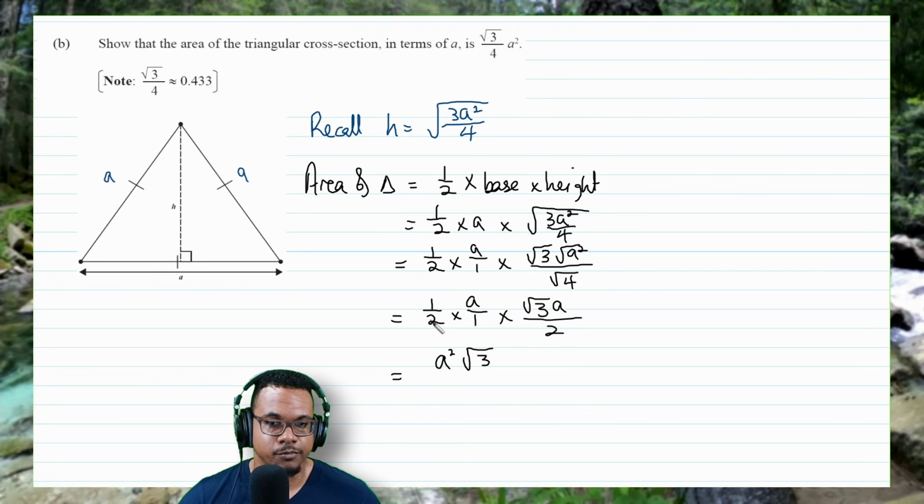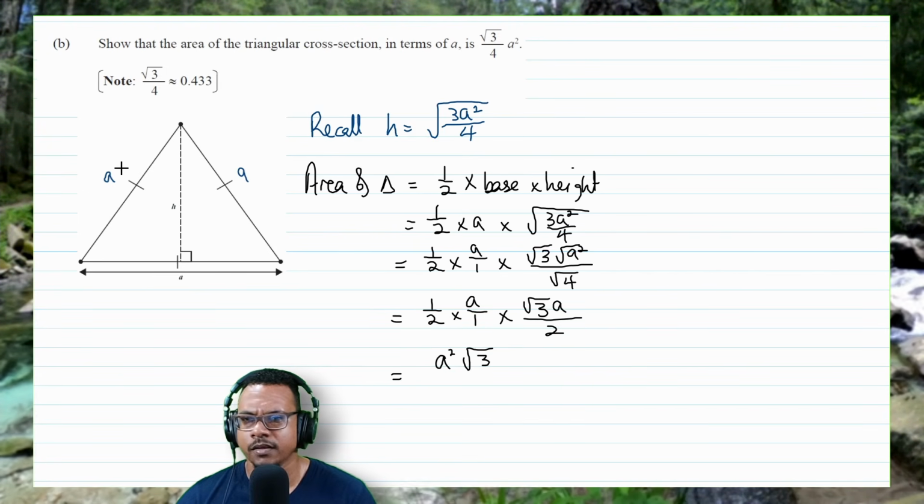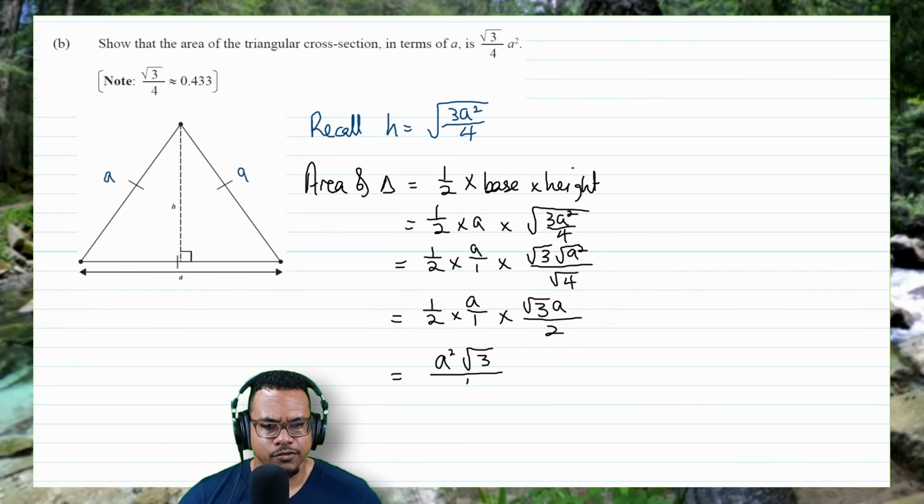Now for the denominator, we multiply the 2 by 1, which is 2, and 2 by 2, which is 4. So we have this over 4. I would have left my answer like this for the area of the triangle, but what they want is to separate the a squared out and just write the square root of 3 over 4 like this. These two mean the same thing. So let's write the final answer the way they want it.